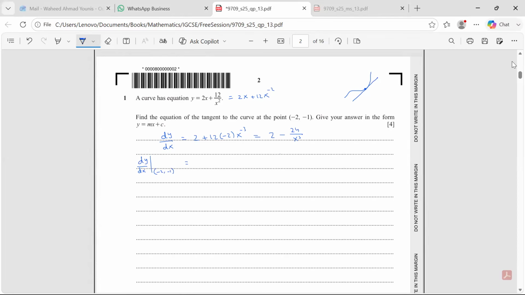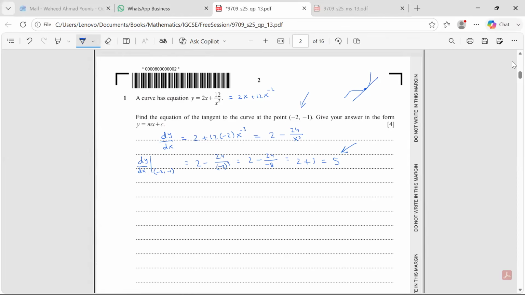And let's evaluate this derivative at minus 2, minus 1, which means when x is minus 2. So it will become 2 minus 24 over minus 2 power 3. It will become 2 minus 24 over minus 8. So this will become 2 plus 3. It is 5.